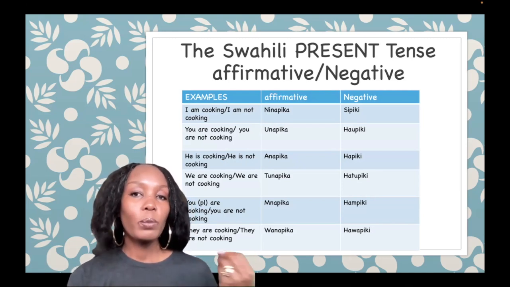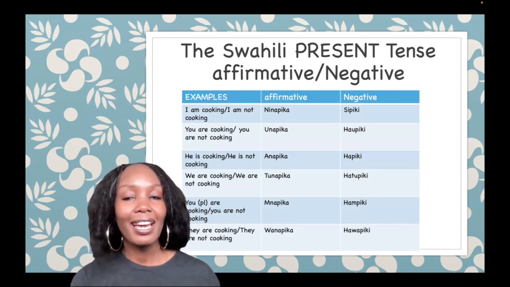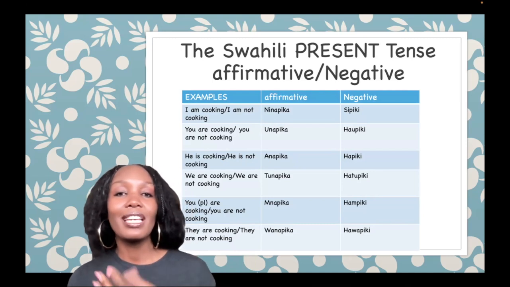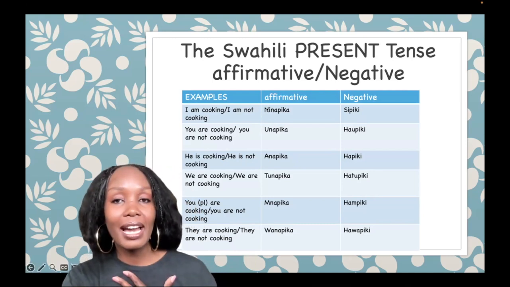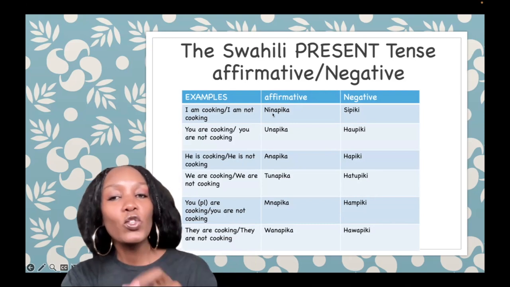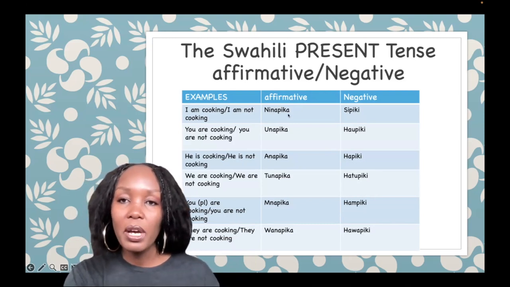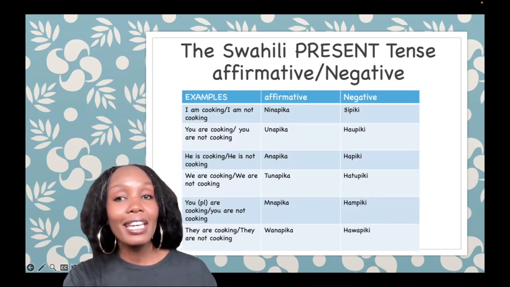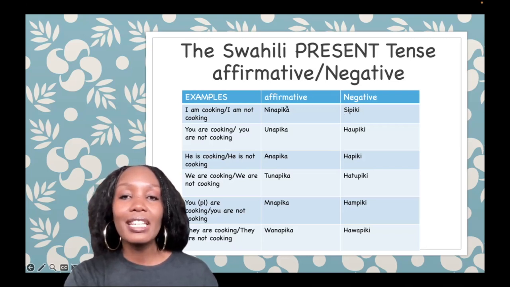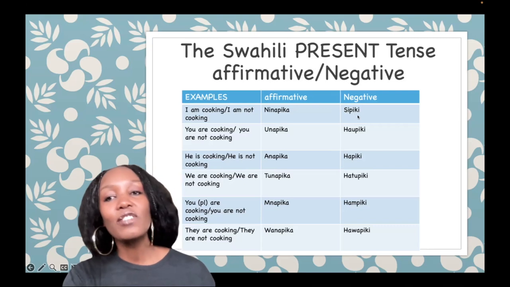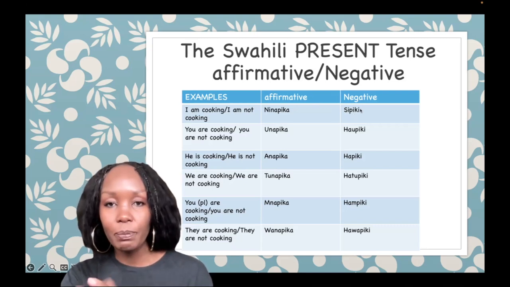I am cooking will become ninapika. And in the negative, sipiki, that is, I'm not cooking. You'll notice the ni here represents I, and then our present tense is na, and then our verb, pika. When we're negating it, we have si, and then piki. This is what I was talking about: if the ending is an a, in the negative it's going to be an i, sipiki.